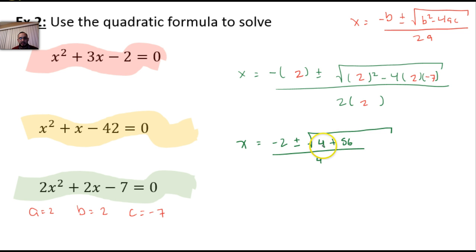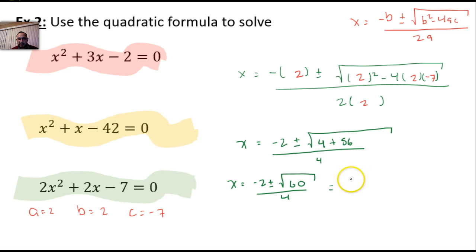So 56 plus 4 is 60. We're going to go ahead and add those up. We get -2 plus or minus the square root of 60 divided by 4. This actually, the 60, I believe you can factor it out. There is a perfect square that goes into that. So 60 by 4 should work. Yeah, 4 works perfectly. So we're going to go ahead and factor the 60 out.